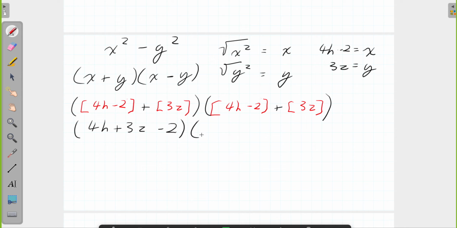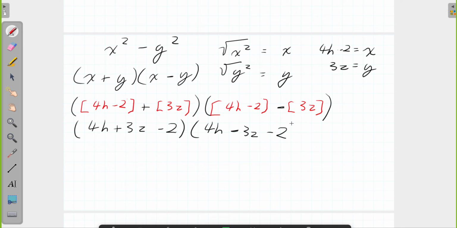So like a trinomial here in the bracket. And then again, 4h plus 3z. Oh, that should have been a minus. I knew something was off there. That should be subtraction. That means this should be subtraction. Minus 2.